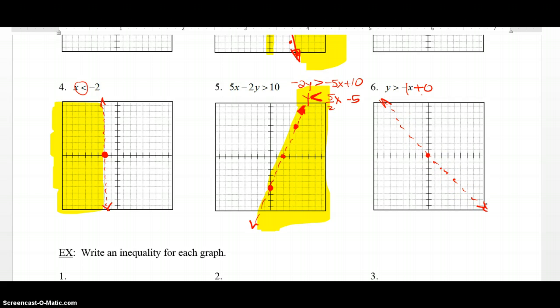And then we say, okay, we want the y's that are greater. So what part of the y-axis is greater? This part or this part? This part contains the y's that are greater than, so we should shade this side of the line.